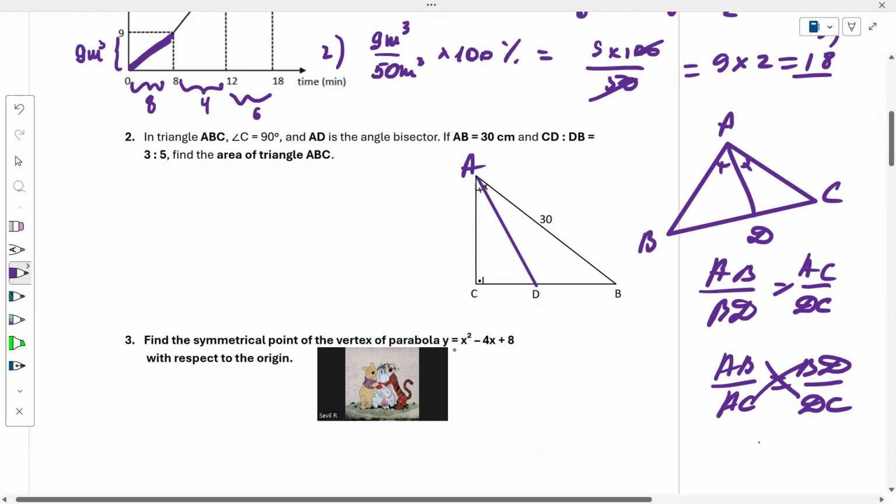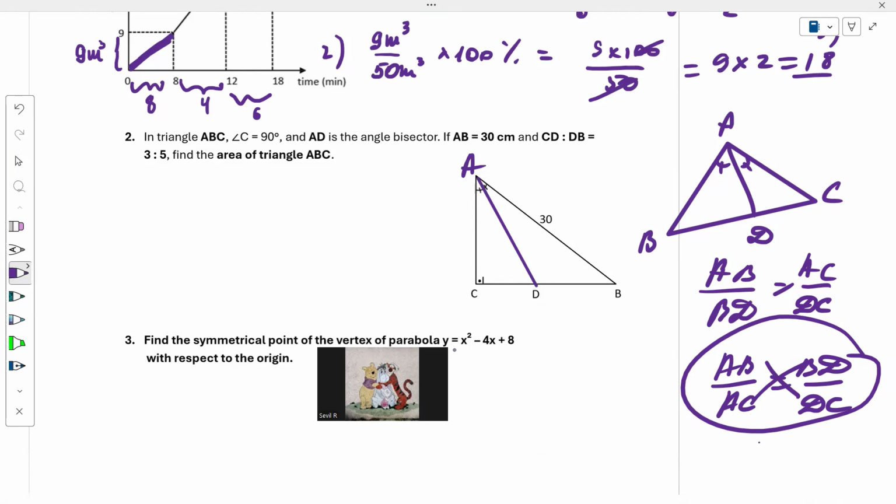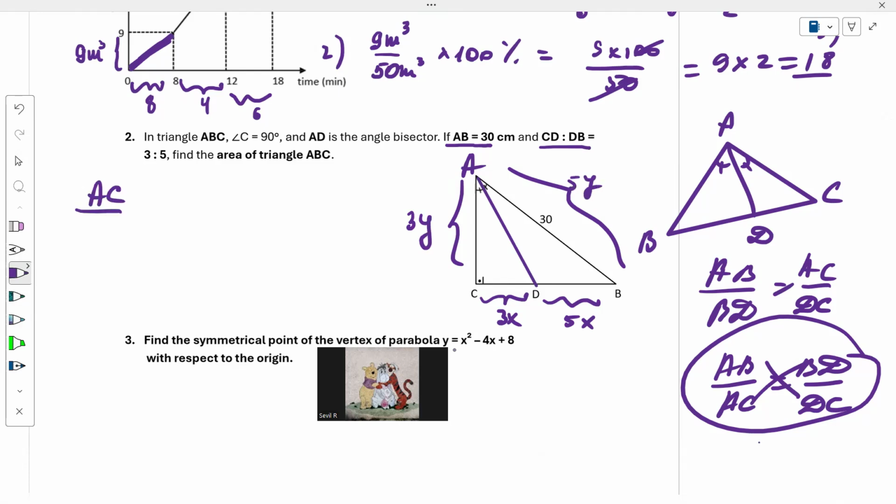All right, so let's write the second part. What is given is AB is 30 and the CD to DB ratio. As you see, this ratio is 3 to 5, yeah? So it's better to write the AC to AB ratio as 3y to 5y. Again, we can write AC to AB equals CD to DB. From here we can see that AC to AB equals 3 to 5, and we just say AC to be 3y, AB to be 5y.